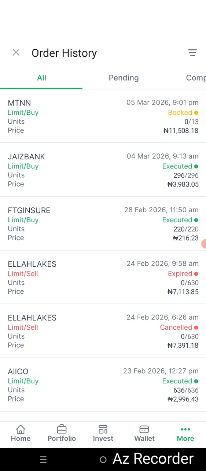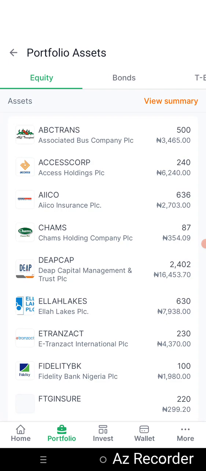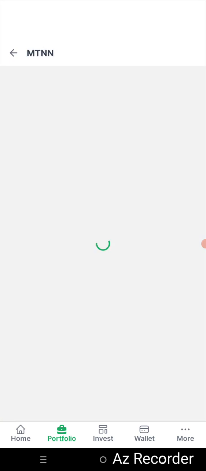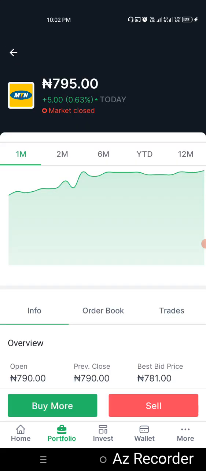MTN shares surprised me very, very well. In 2024, MTN shares was 120 naira. Today, how much is MTN shares? As of today, MTN shares is selling at 795 naira. MTN shares is going to get to 2,000 naira in the next few months, probably in 2 to 3 months, 4 months, to enter 1,005 or 2,000 naira. So if I were you, I would jump in and start buying.